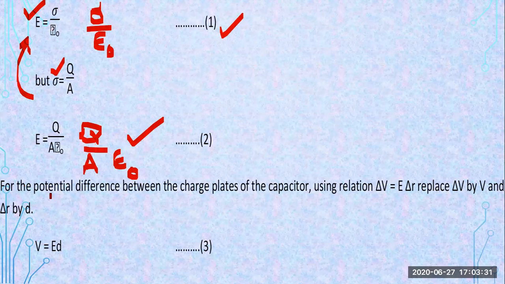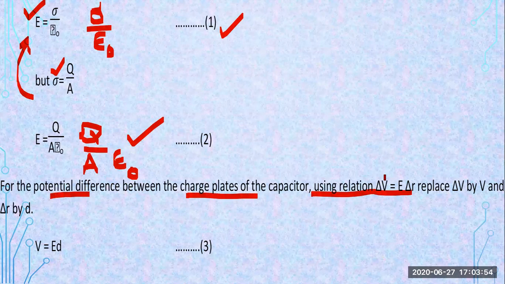For potential difference, when the charges are on a surface area, these charges will result in a potential difference. The potential difference between the plates of the capacitor is calculated using this formula, which we have already done: E is equal to del V divided by del R.